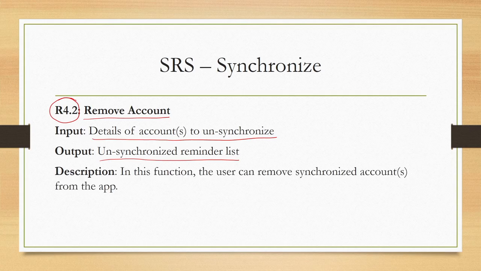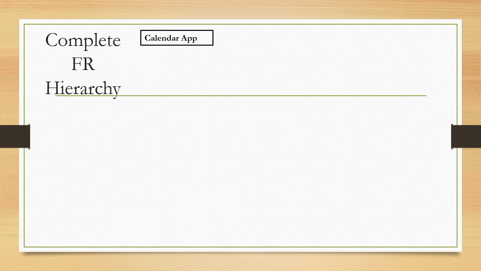And the purpose again can be simply stated as, in this function, the user can remove synchronized accounts from the app, so that events attached to that account do not reflect on the display. So, then how does the complete hierarchy look? Let us have a look.